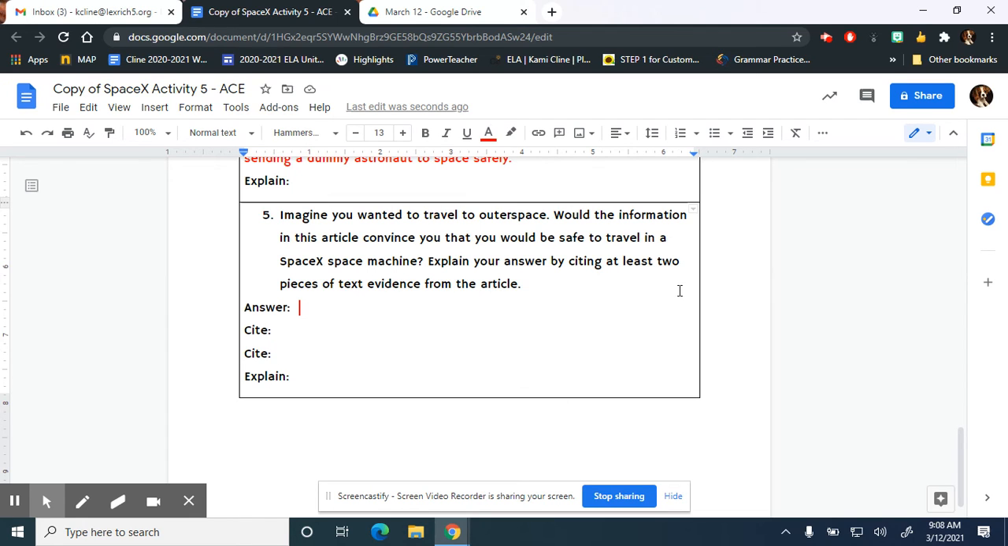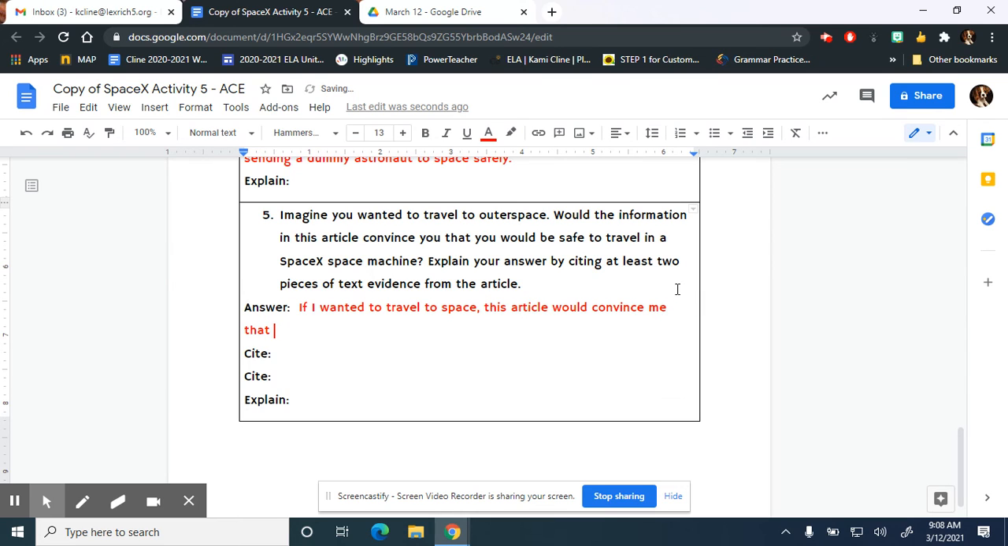Okay, now personally, I don't think I'd want to get in a space rocket and travel to space. That's just not me. But some people may. But if I did want to, I do think according to this article that I would be safe. So I'm going to put, if I wanted to travel to space, this article would convince me that I would be safe. Answered the question in a complete sentence.